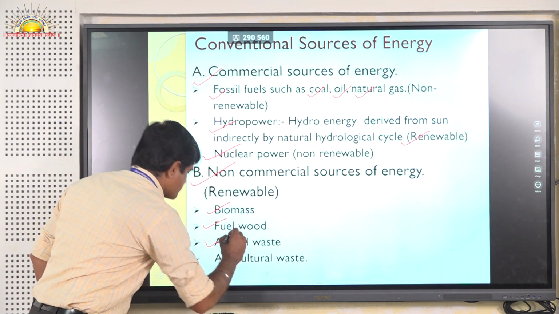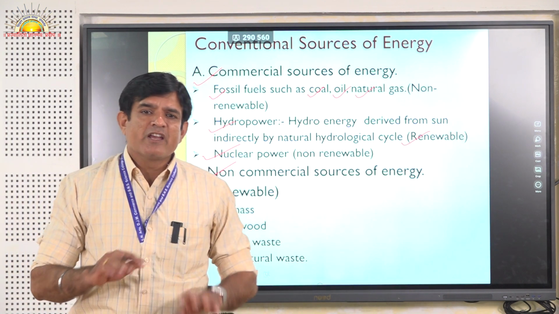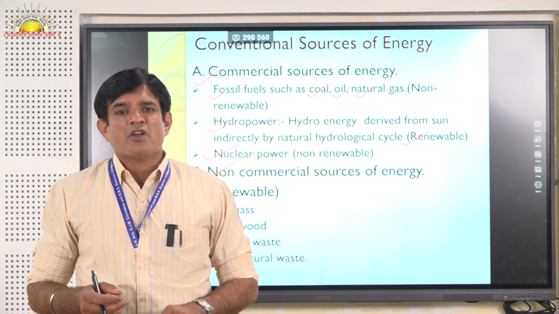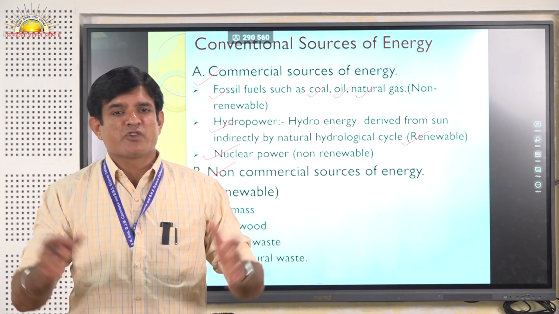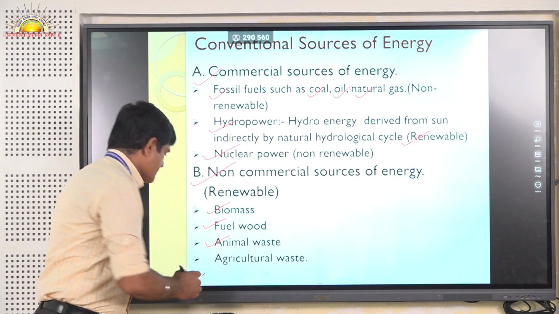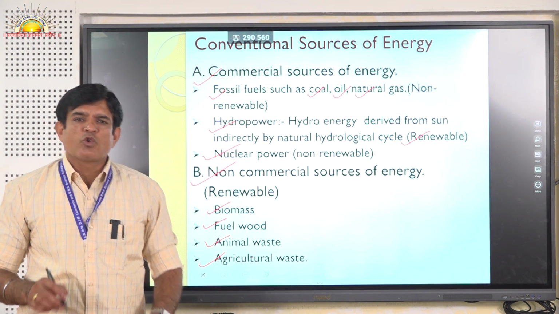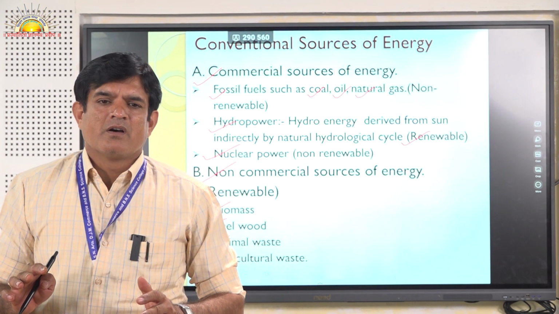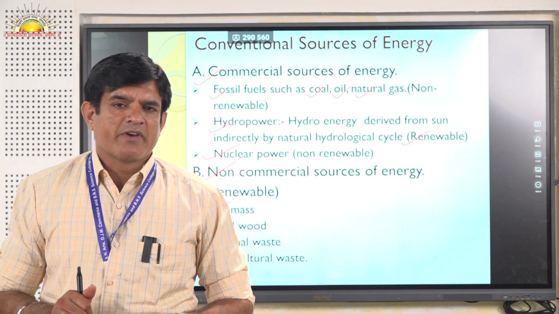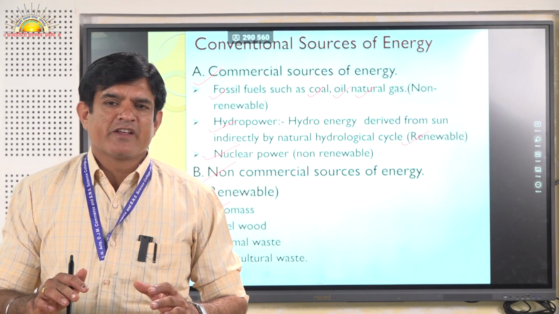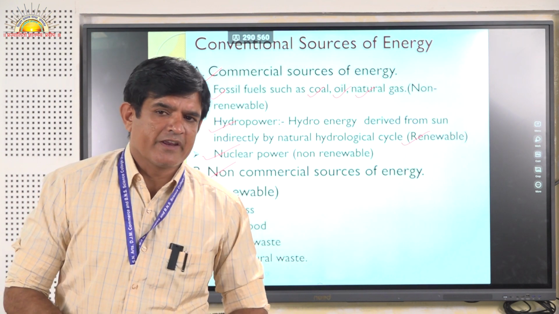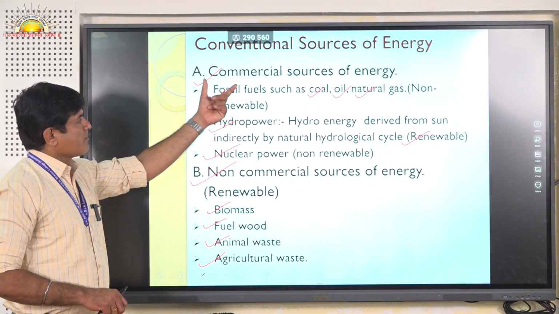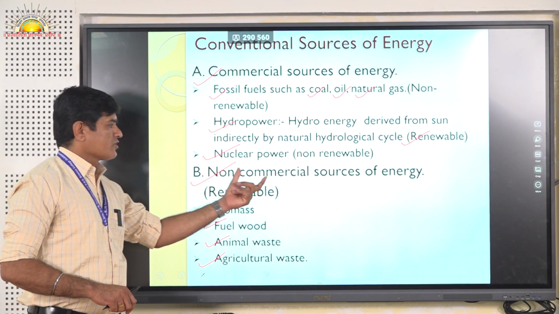The third one, animal waste. Animal waste is also used for directly burning purposes, particularly dry animal waste is directly used for burning, and from that we can run the chula. Then agricultural waste material. The agricultural waste material is also called biomass. This agricultural waste material is used for directly burning and from that a large amount of heat is obtained, and furthermore this heat energy is utilized for cooking in rural areas. So these are all conventional sources of energy. As we told, the first is commercial sources of energy and second is non-commercial sources of energy.